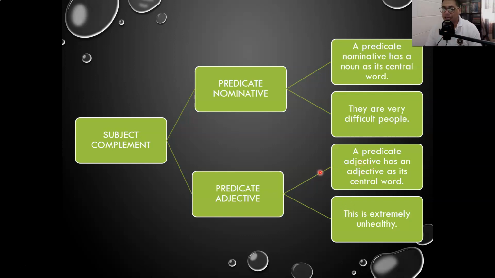Anyway, Manuel is turning blue. Help him. Manuel is turning what? Blue. He is becoming blue. And that is basically the distinction between a predicate adjective and a predicate nominative. Both are subject complements. Remember, the subject complement answers the question what or whom, but they only happen with linking verbs, not with a transitive verb.